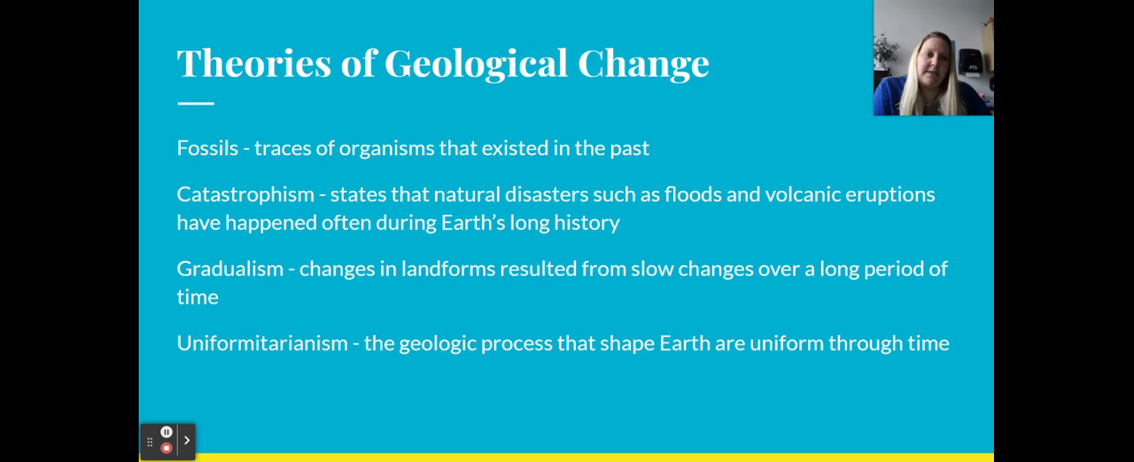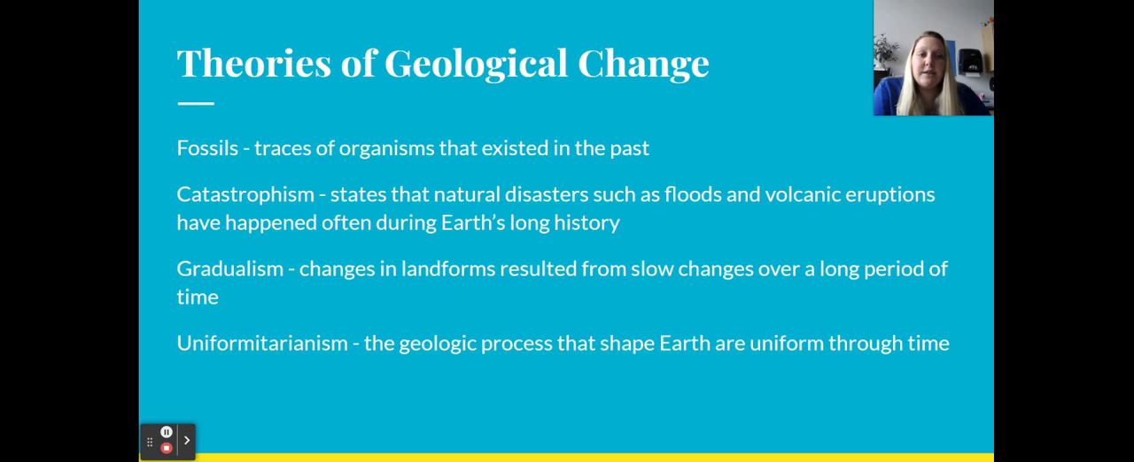Then he looked at catastrophism. This is that theory that states that natural disasters such as floods and volcanic eruptions can totally change the environment in which they happen, and have happened often during Earth's long history. These lead to big spikes in evolution with organisms having to readapt themselves to their environment. Gradualism is the theory that changes in landforms result from slow and continuous movement or changes over the long period of time of Earth's history.